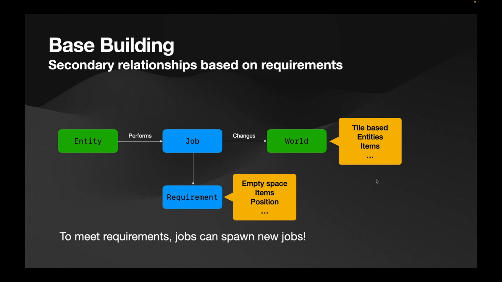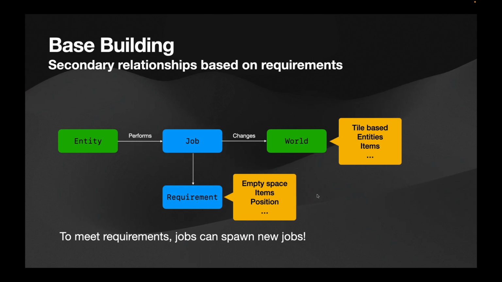To make it a bit more interesting and more complex, there's a secondary relationship, and that's based on requirements. So a job to, for instance, change a tile might require some items. And the idea is that if you don't have the items with you, you might spawn a job that fetches the items somewhere else. So a top-level job like changing a tile in the world can then spawn sub-jobs to really meet those.